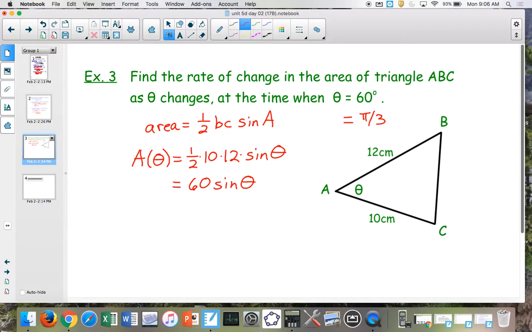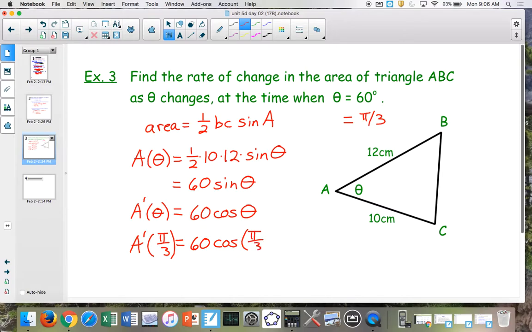So to find the rate of change, that means we need to find A prime, and then we're going to evaluate that when theta is pi over 3. So we get an answer of 30.